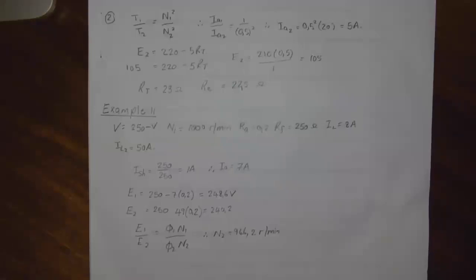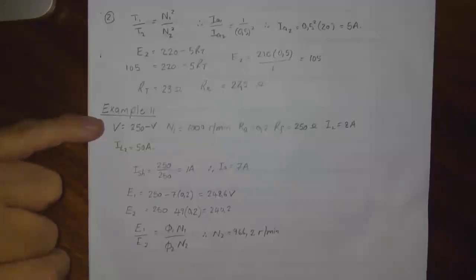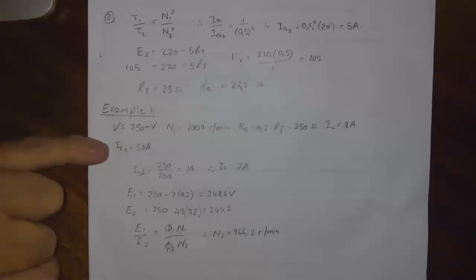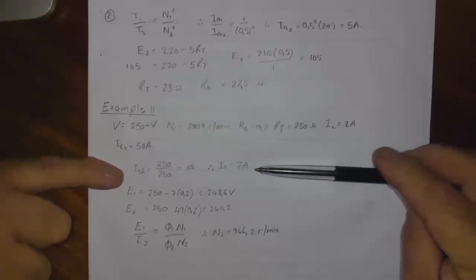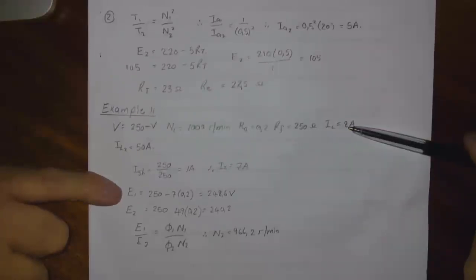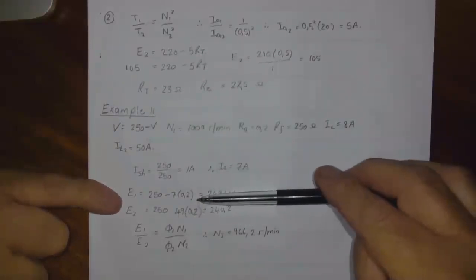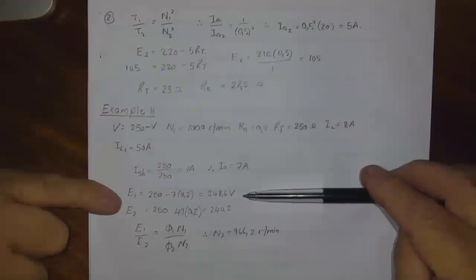And then example 11, we have a 250 volt, 1000 revs per minute DC shunt motor, armature resistance of 0.2 ohms, field resistance 250, and a line current of 8 amps. What will N2 be if the current then becomes 50 amps? So again, I shunt is V over F, that gives us 1 amp. Therefore the armature current is 7 amps. So it's 250 minus 7 times 0.2 gives us 248.6.